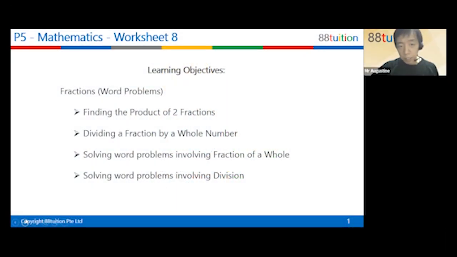Okay, so today we'll be finding the product of two fractions, as I was saying earlier. We'll also be looking at dividing a fraction by a whole number, and some word problems involving fraction of a whole. Okay, and some problems involving division as well.